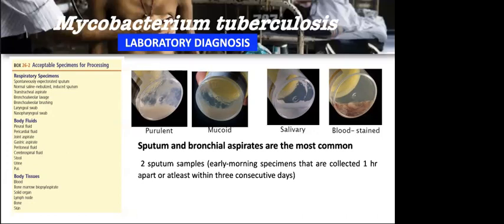So 2 samples, early morning specimens, are collected 1 hour apart for at least 3 consecutive days. Before, it was only supposed to be 1 sample for 3 consecutive days. So now 2 samples, 1 hour apart, for 3 consecutive days.